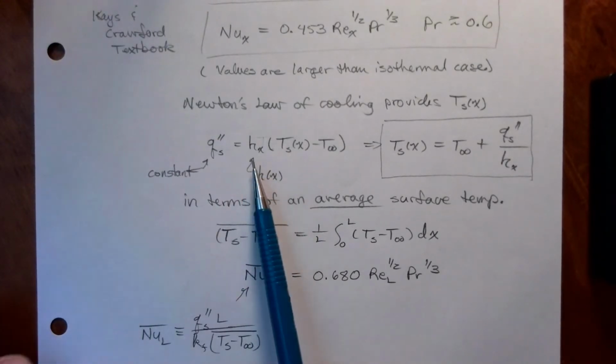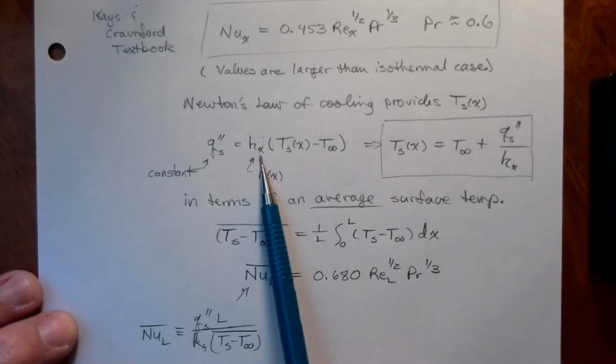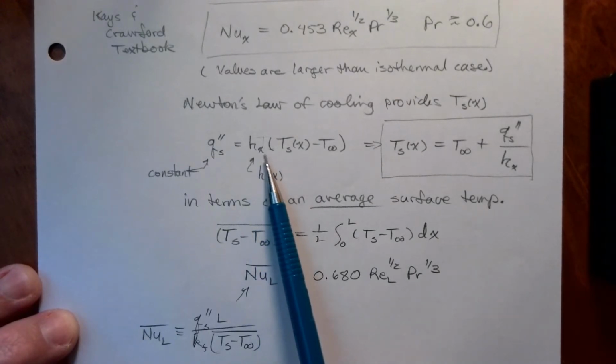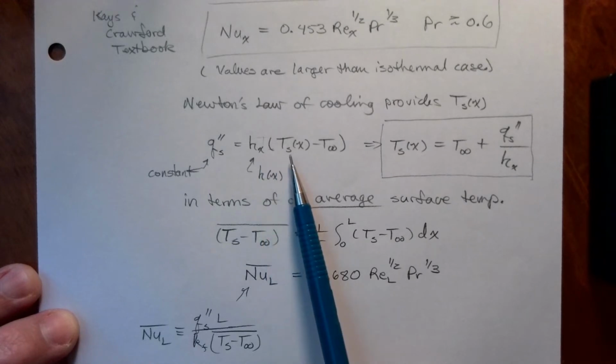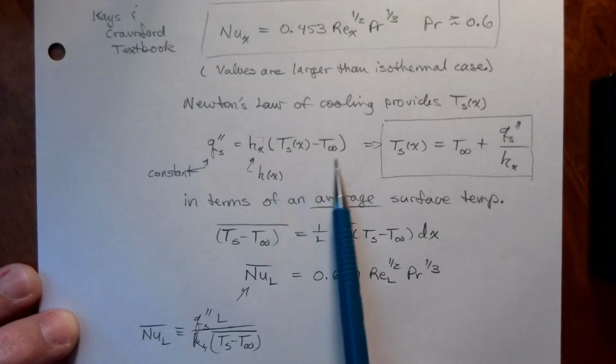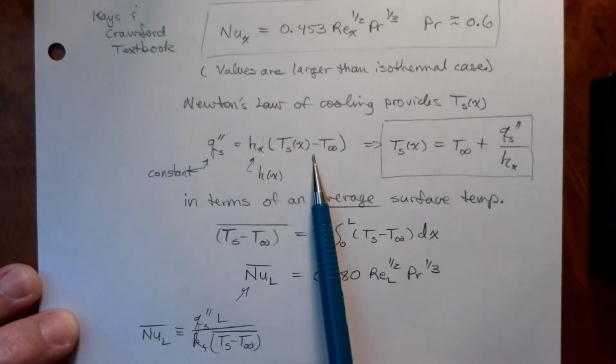H is not constant because the flow conditions are varying from the leading edge of the plate on, laminar or turbulent for various reasons. That's varying. And so this temperature on the surface is no longer constant either. So this is a local Newton's law of cooling then that occurs at every point.